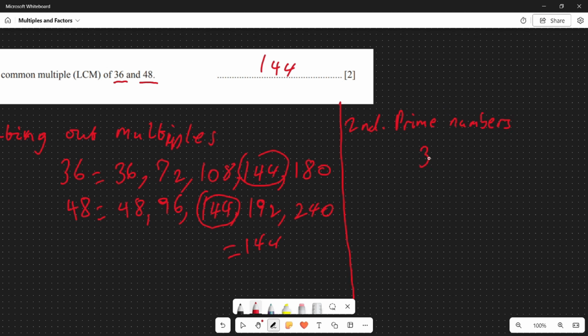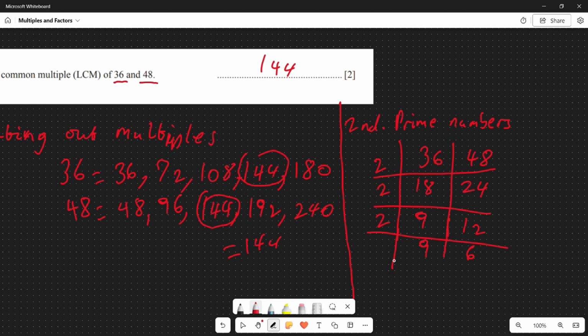2 can divide both of them again. So 18 divided by 2 is 9, and 24 divided by 2 is 12. Now, 2 can divide 12, but not 9. So we'll keep 9. We won't act upon 9 because 2 is not going to be affecting it. But 2 will affect 12.